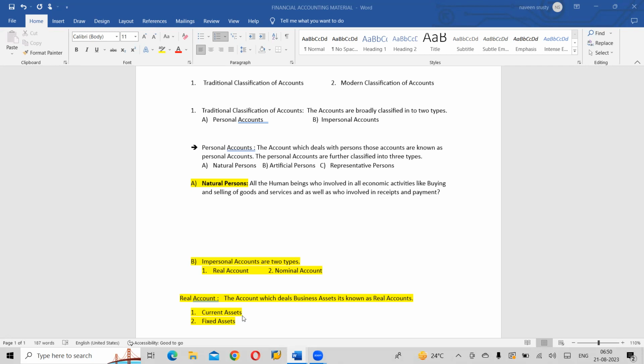Quickly in the sense of how much time? One year. One year in the sense from when to when? From the preparation of one balance sheet to another balance sheet. So all the assets we can convert within that period are your current assets. We discussed cash in hand, cash at bank, sundry debtors, bills receivable, and inventories. All of those come under current assets.